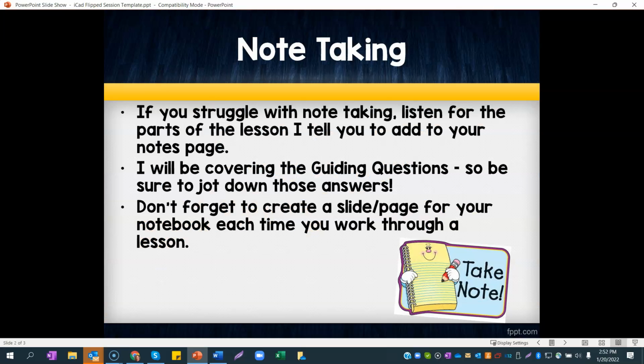As we go through the lesson today, if you struggle with note taking, listen for the parts of the lesson that I tell you to add to your notes page. I will be covering the guiding questions, so be sure to jot down those answers. Also, don't forget to create a slide or a page or update your document for your notebook each time you work through a lesson.